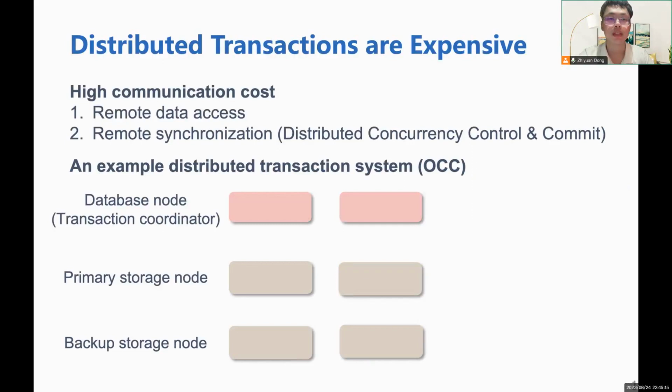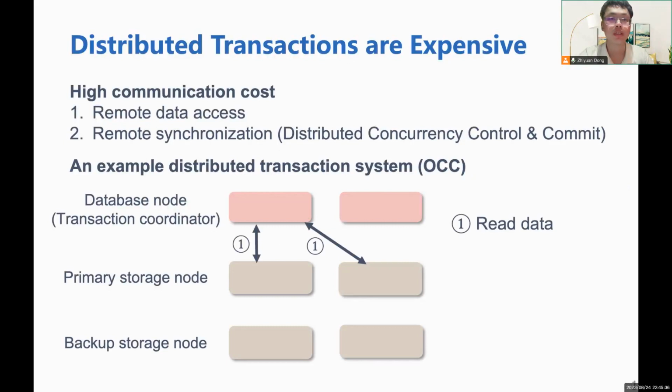Distributed transactions are important but also expensive. They suffer from the communication cost of remote data accesses and synchronization. Let's consider an example OCC system. It has database nodes acting as transaction coordinator. It has highly available storage nodes using primary backup replication.